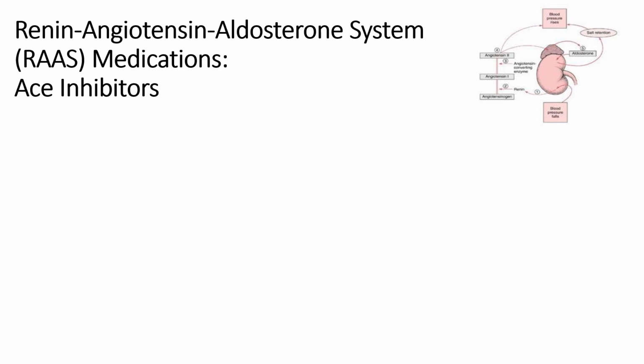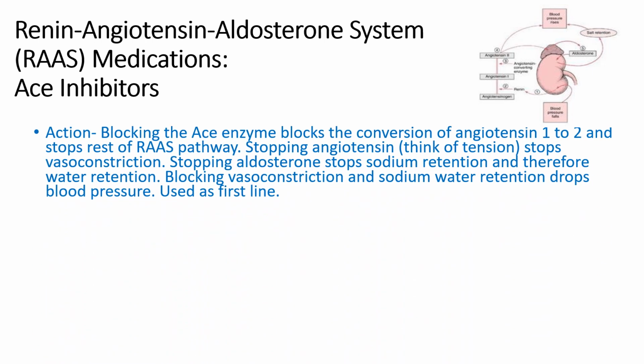So the drug category here is the ACE inhibitors. And so how does the ACE and the RAAS connect? If the medication blocks the ACE enzyme, which is responsible for making angiotensin 1 go to angiotensin 2, that's not going to happen now. And if the angiotensin piece of this doesn't happen, then the rest of the RAAS pathway is stopped as well. So why does that help hypertension?